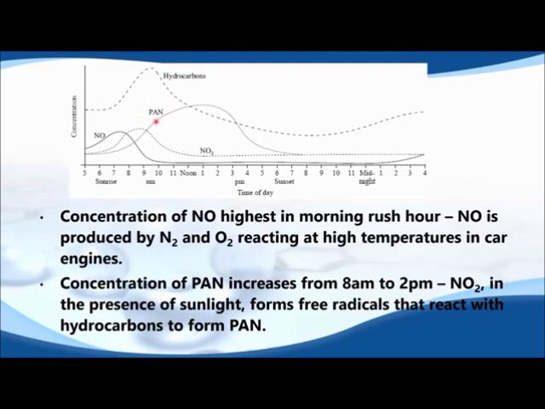Next, we'll have a look at the concentration of PAN. The concentration of PAN increases from 8 a.m. to 2 p.m. That's because nitrogen dioxide, which is a secondary pollutant formed from nitrogen monoxide in the presence of sunlight, forms free radicals that react with hydrocarbons to form PAN.